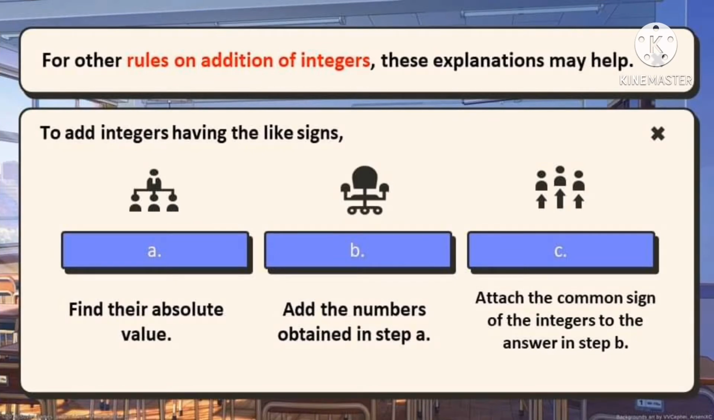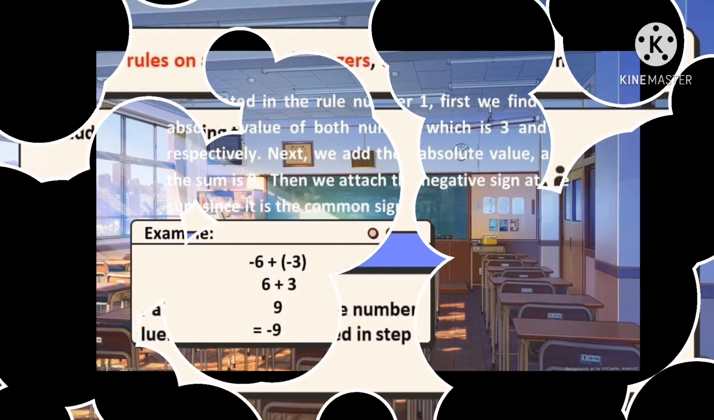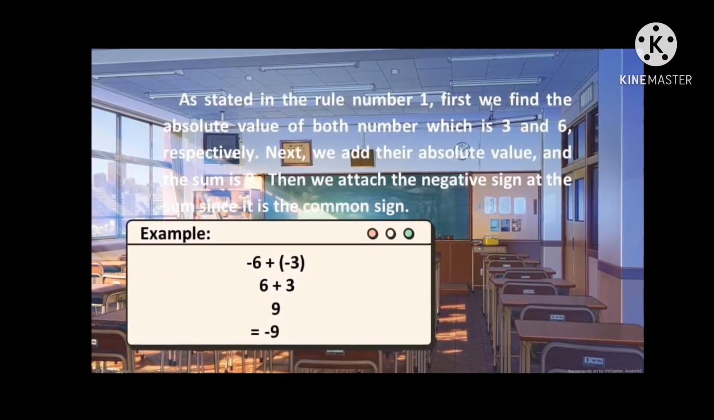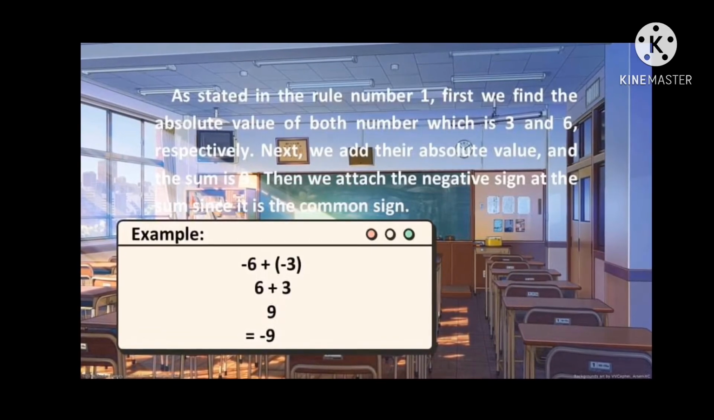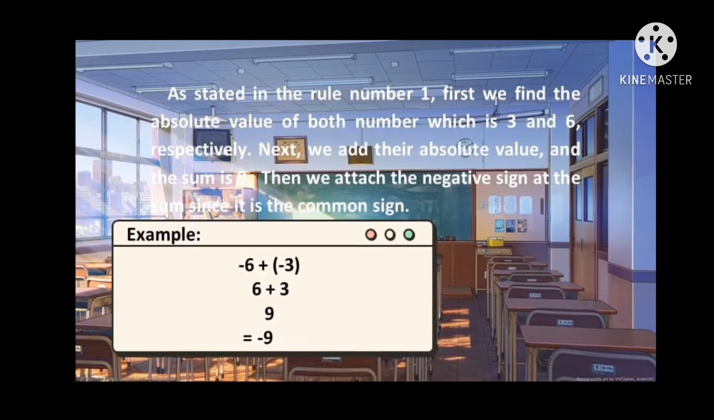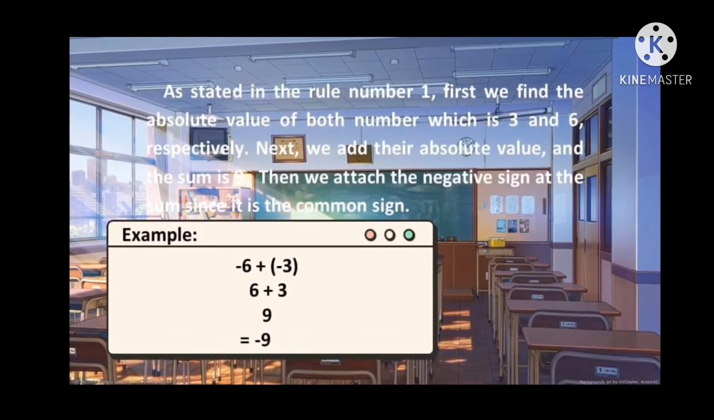For the other rules on addition of integers, these explanations may help. To add integers having the like signs, first, find their absolute value. Second, add the numbers obtained in step 1. And the last one, attach the common sign of the integers in your answer. Example, negative 6 plus negative 3. So, 6 plus 3 equals 9, and the final answer is negative 9.